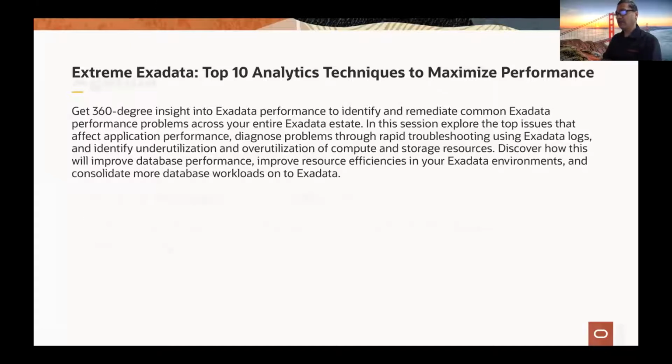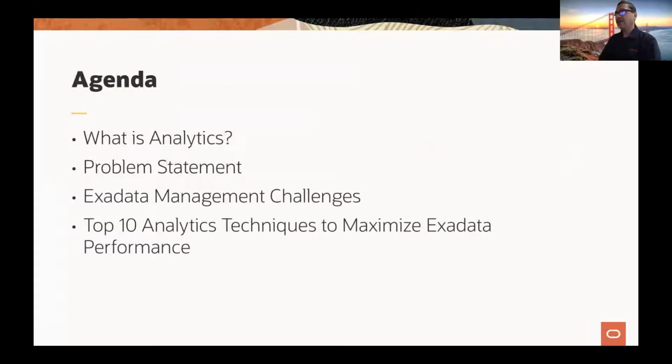Nothing to worry here. Okay, so this is my agenda. What is analytics? We'll briefly touch base on it. I will describe the problem statement I want to solve. Then I will also describe the Exadata management challenges. And then I will go through the top 10 techniques that can help you to maximize the Exadata performance.